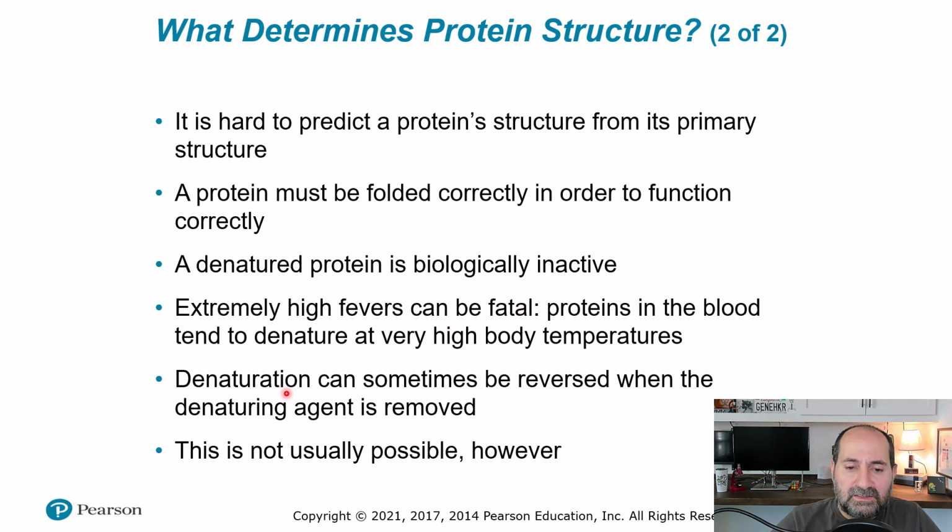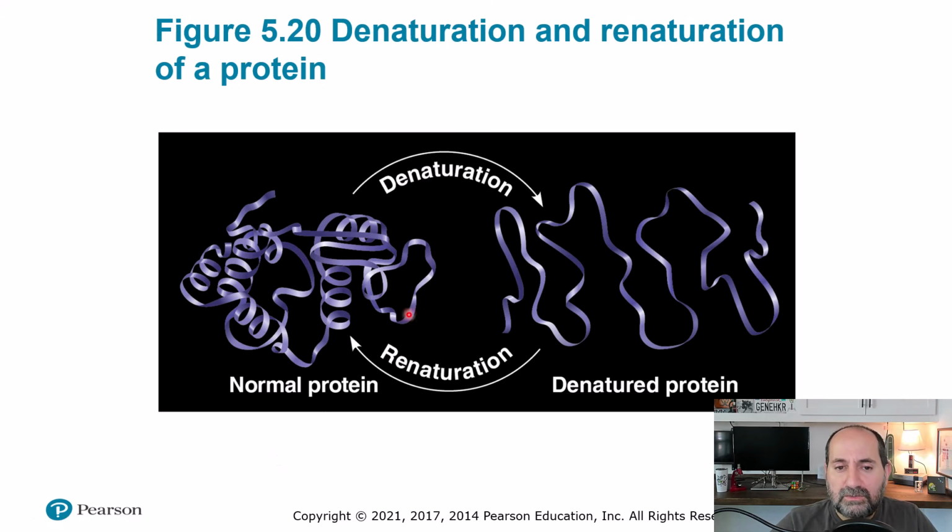So denaturation is not usually reversible. Denaturation can sometimes be reversed when the denaturing agent is removed. However, usually once a protein is denatured, it will not renature. See here on the left, you have the normal protein with its nice tertiary structure, that nicely folded structure. You can see all the little alpha helices and beta sheets and such.